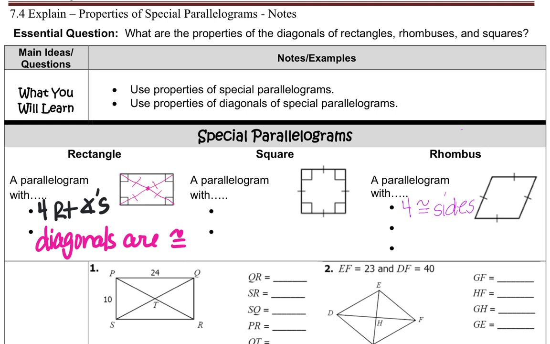So now my diagonals bisect angles. And the last thing is that the diagonals are perpendicular to each other. So I'm going to put perpendicular. Remember the upside down T is perpendicular.